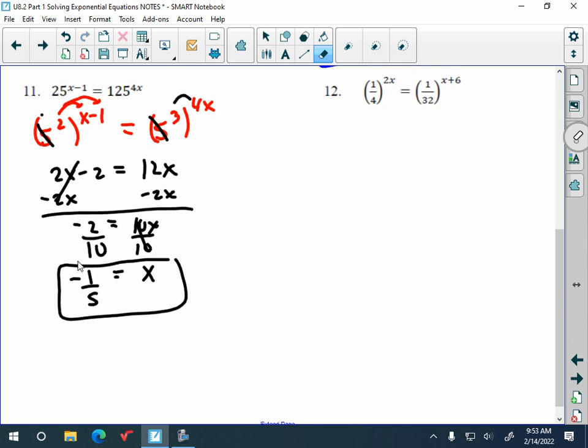All right, and then go ahead and try number 12. So you have 2 fractional bases.